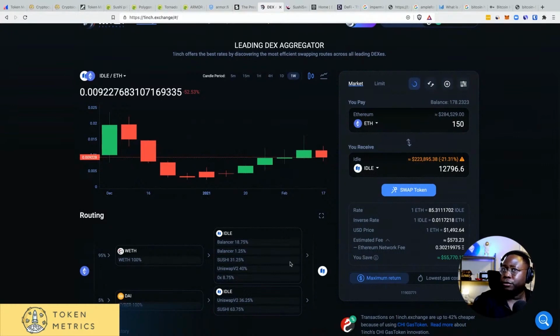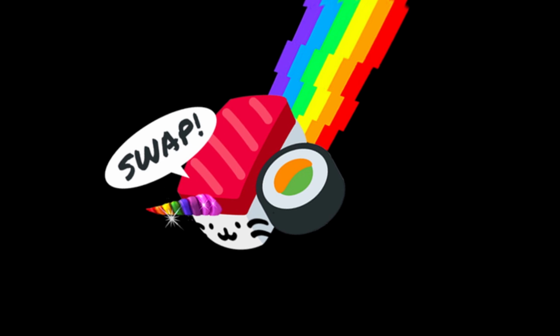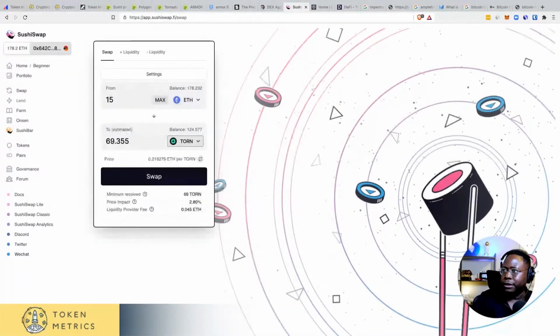Same thing if we go to Sushi. Okay, so let's say we want to swap, same thing, initially 15 ETH. Price impact is what they use here. On One Inch, they use slippage, which is basically the same thing. By making this trade, you would lose 2.8%.